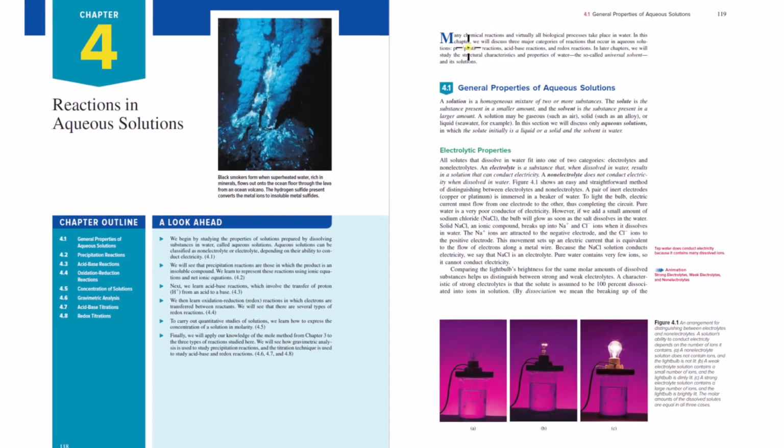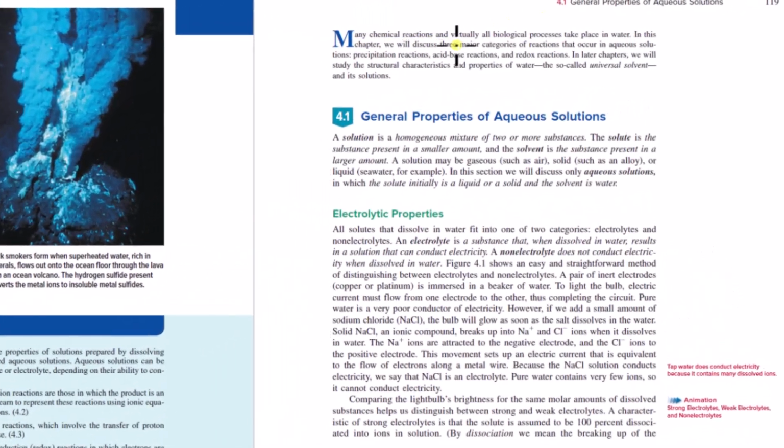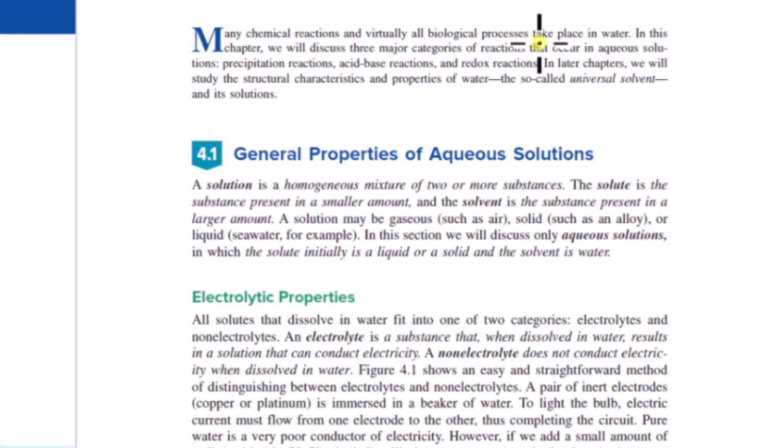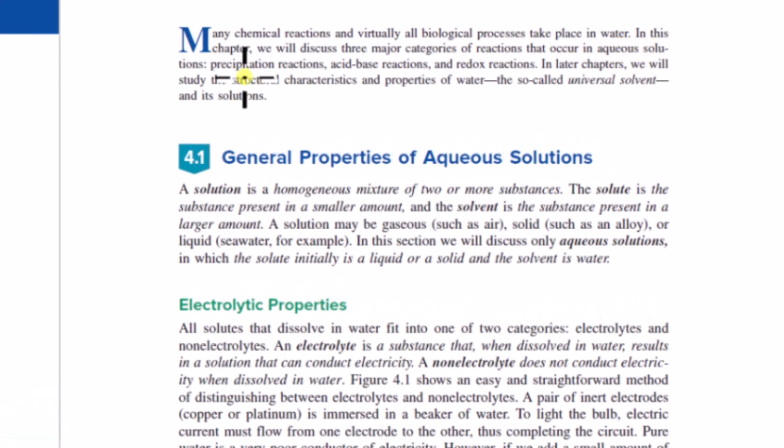So, okay. Many chemical reactions in virtually all biological processes take place in water. In this chapter, we will discuss three major categories of reactions that occur in aqueous solutions: precipitation reactions, acid-base reactions, and redox reactions. In later chapters, we will study the structural characteristics and properties of water, the so-called universal solvent, and its solutions. Okay, so yeah, the first sentence. Many chemical reactions in virtually all biological processes take place in water.